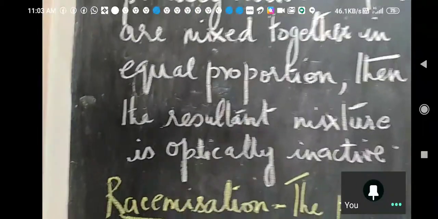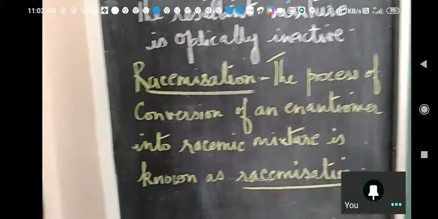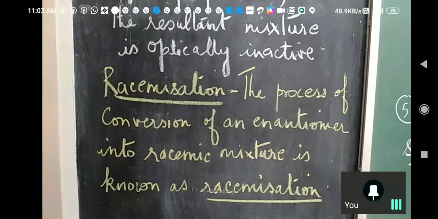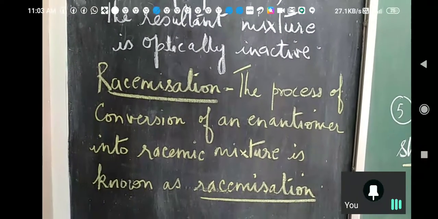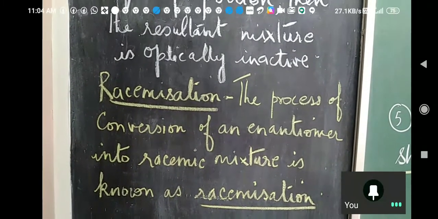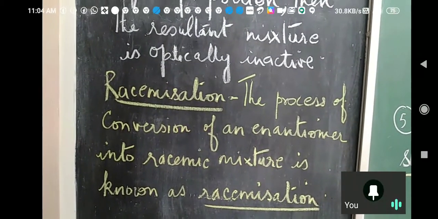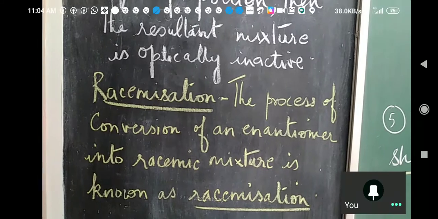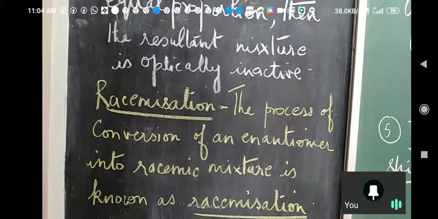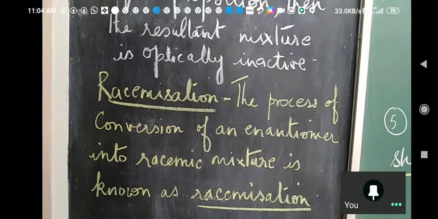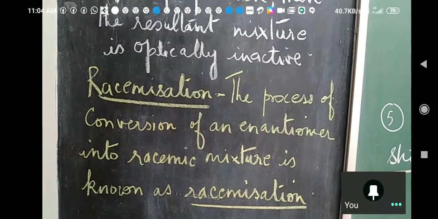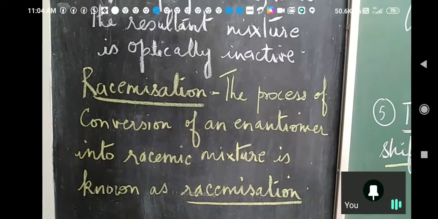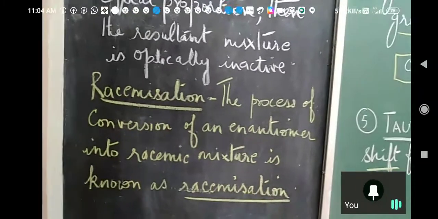All right. What is racemization? It is the process of conversion of an enantiomer into racemic mixture is known as racemization. The process of conversion of an enantiomer into racemic mixture is known as racemization.